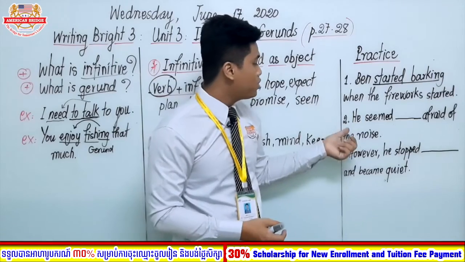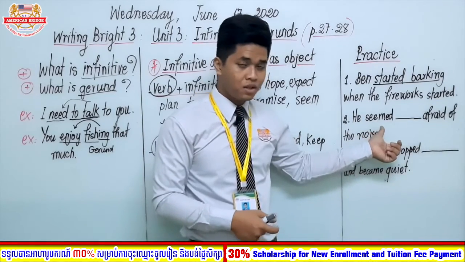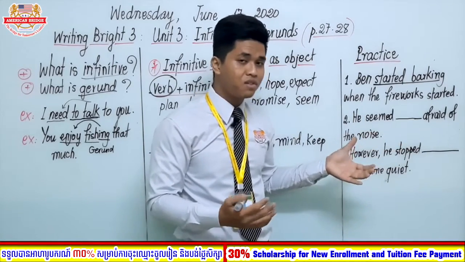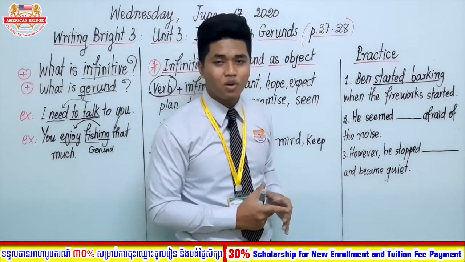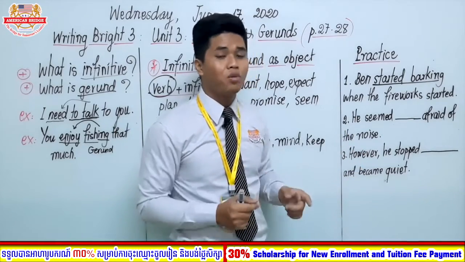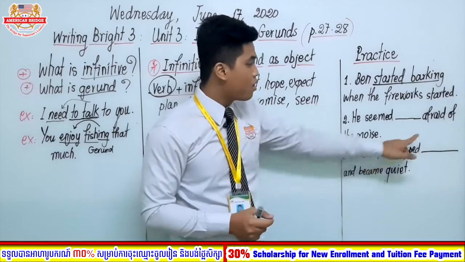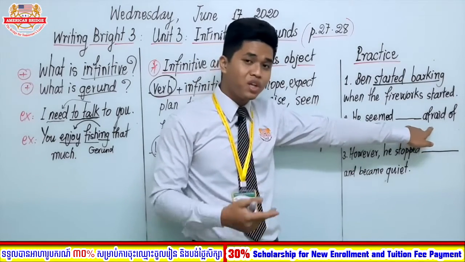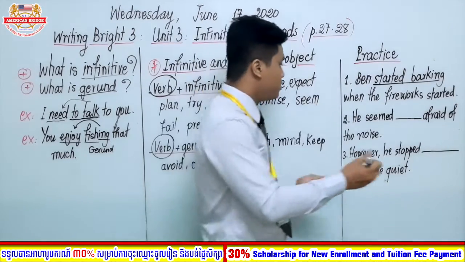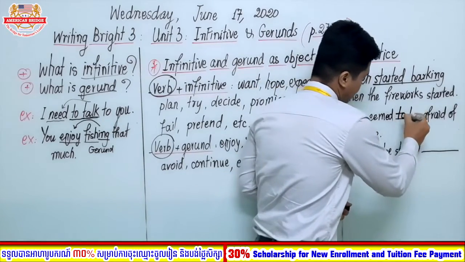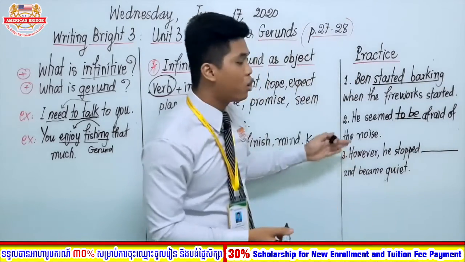Okay. Number two, he seemed. Okay, seem is a verb. Is it followed by infinitive or gerund? Sure, it is followed by to infinitive. So afraid is an adjective, so we need a be verb. He seems to be afraid of the noise.